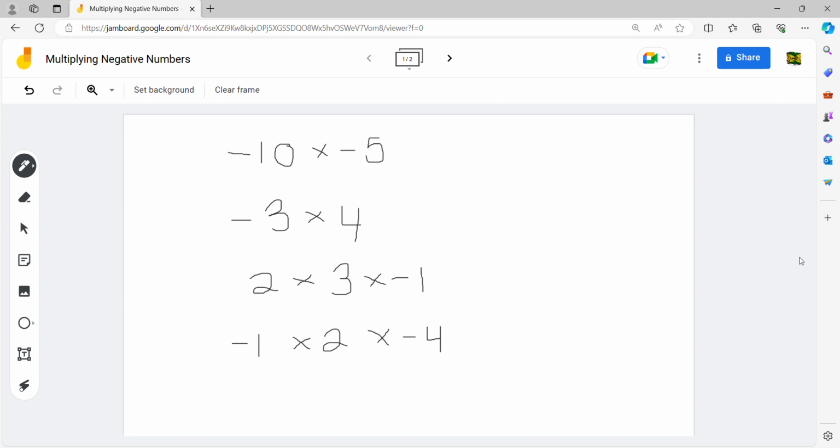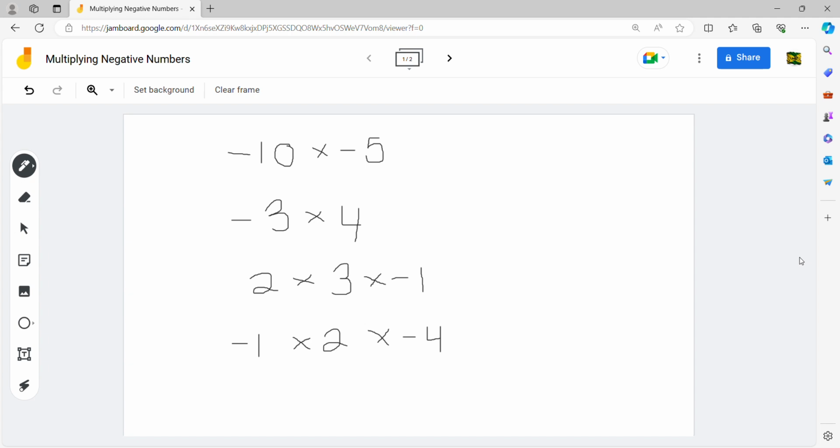When it comes to multiplying negative numbers, it all depends on how many negative numbers are involved in the problem. If you are multiplying with an even amount of negative numbers, the result is going to be a positive, because when you multiply together two negatives or four negatives together, those all cancel out and become a positive number.